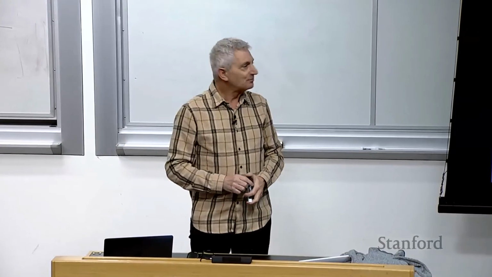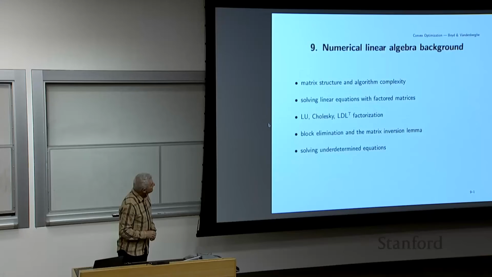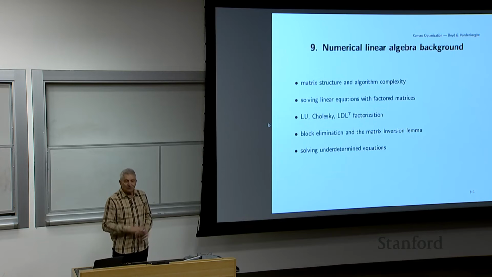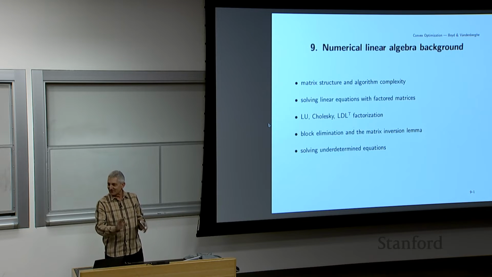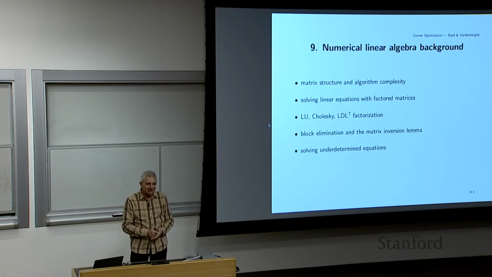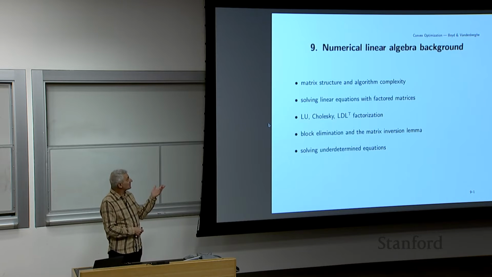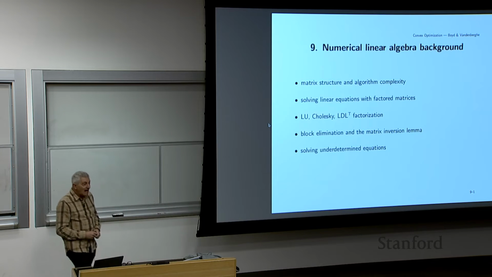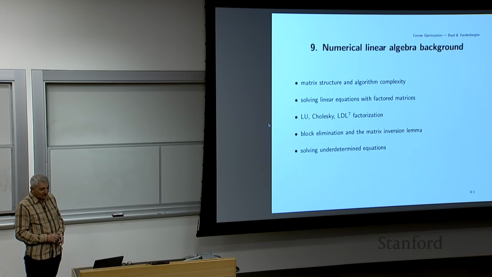Okay, so what we're going to do is go all the way down to the bottom. Well, we're not going to go to the gate level or anything like that. We're going to go to the floating point level, right? So we're going to talk about numerical linear algebra background. Actually, honestly, I think everyone needs to know this. I'm just going to give you a little tiny bit. There's an appendix on this in the book. Please read it.